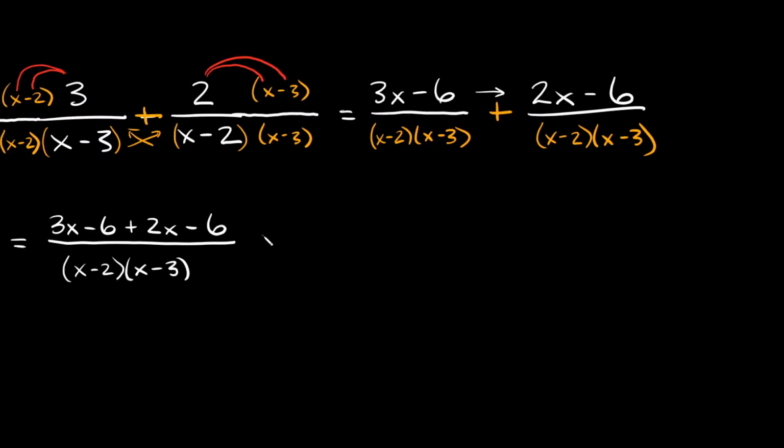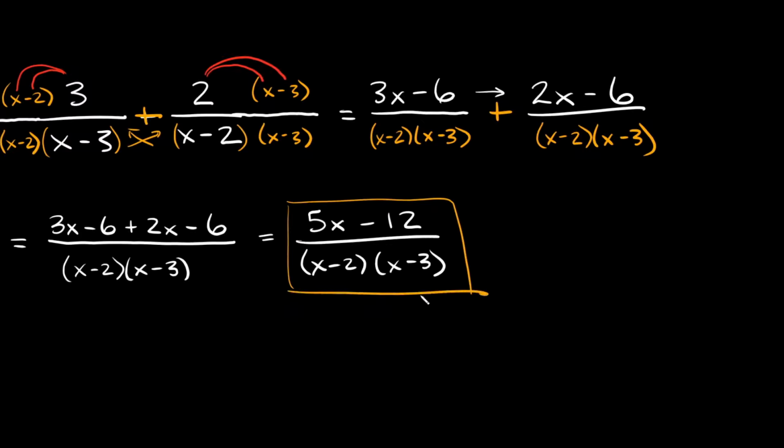Okay, and we can simplify this a little bit more on top, right? Because we have 3x plus 2x, so that's equal to 5x. And then here we have negative 6 minus 6, which is equal to negative 12, right? So minus 12. And then on the bottom, we still have our x minus 2, x minus 3. Okay, now the bottom is already as factored as much as possible, right? And the top, we can't factor that or simplify that anymore. So this would actually be your final answer, right?